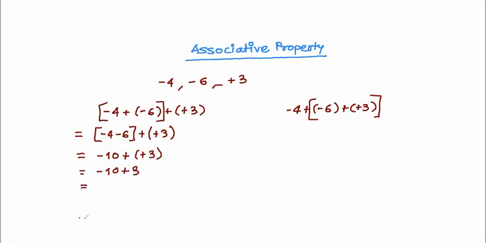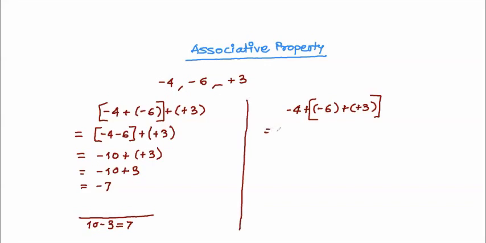So let's do the subtraction in rough area. 10 minus 3 is equal to 7. So the answer is 7, and it gets the sign of the greater integer. It is 10 here, and the sign of 10 is minus. So we give -7. Now we will do the same thing for this side.